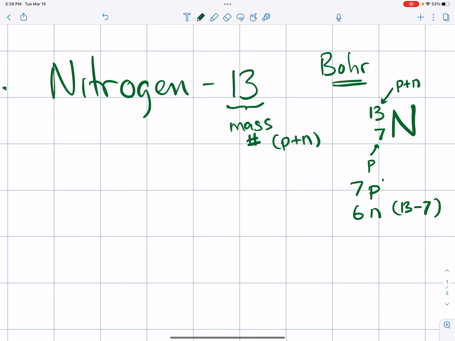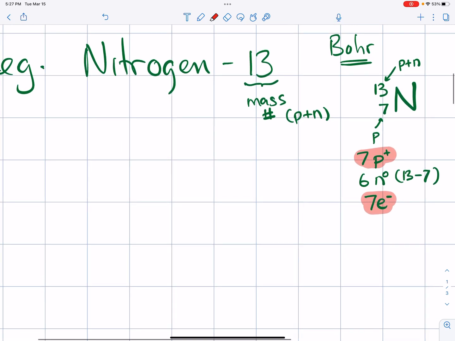Now remember, protons are positive, neutrons are neutral, they have no charge. The electrons in the atom are negative. If the atom is neutral, the atom itself has no charge, then there must be an equal number of positives, the protons, as there are negatives, the electrons. So if the atom is neutral and we have 7 protons, there would have to be 7 electrons also. So in every neutral atom, the number of protons will equal the number of electrons, because the positives will equal the negatives to make it neutral.